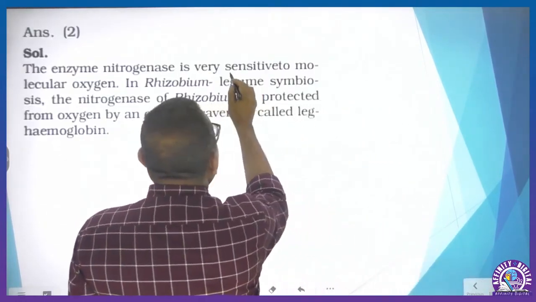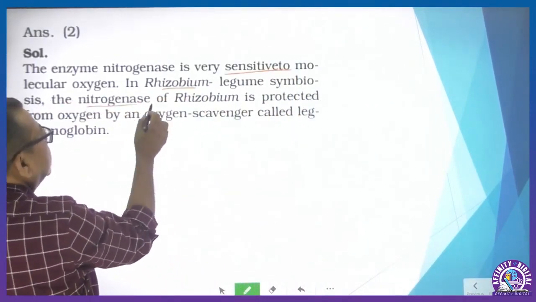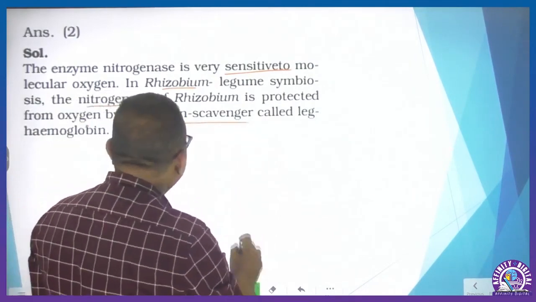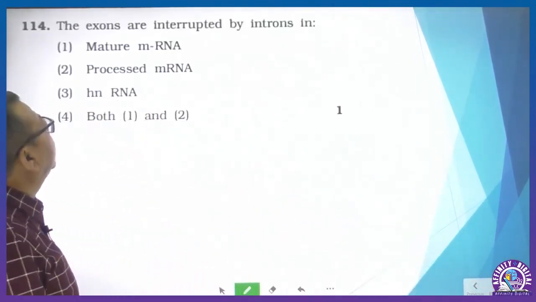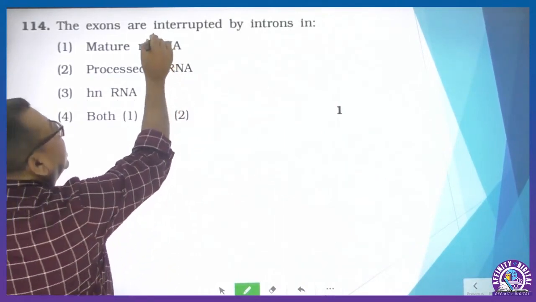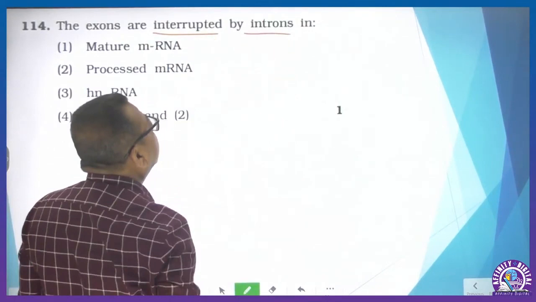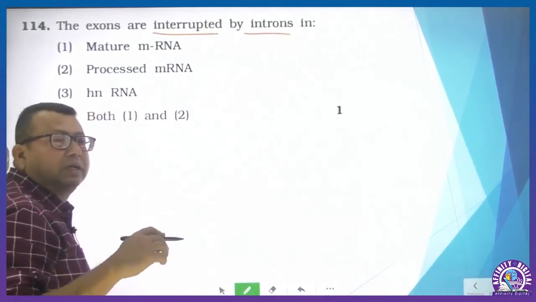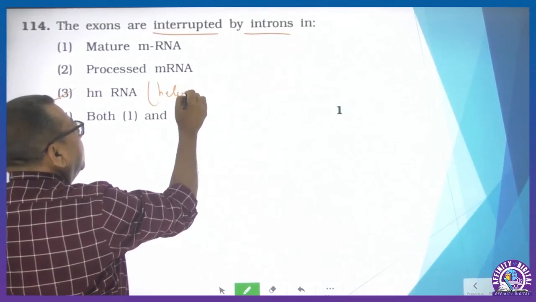Okay, the enzyme nitrogenase is sensitive to what? Molecular oxygen. In rhizobium legumes, nitrogenase is protected by the oxygen scavenger called leg hemoglobin. Moving on to the next question. The exons are interrupted. Interrupted मतलब intervene by introns. कहाँ पे होगा? The HnRNA. HnRNA full form क्या है?